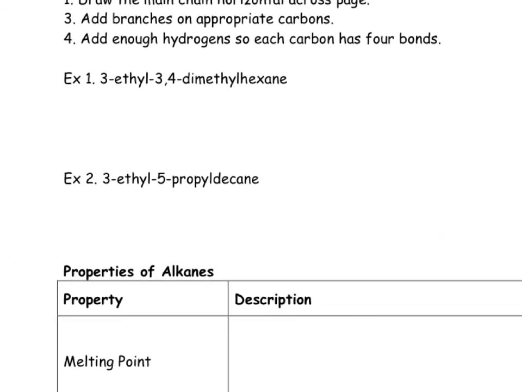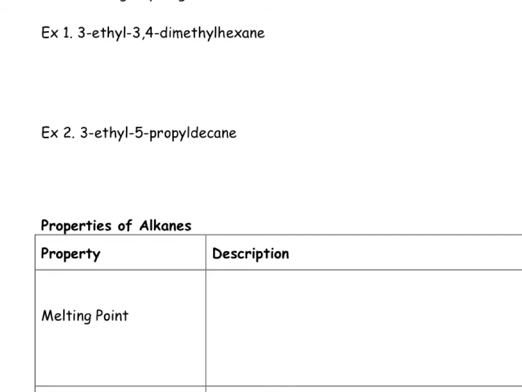So let's draw 3-ethyl 3,4-dimethyl hexane. So notice in my name the root is hex, so that means I need to draw 6 carbons straight across my page. Now, if I start by numbering them left to right, so this is carbon 1, 2, 3. I need an ethyl group on carbon number 3. Eth, remember, is 2 carbons long. Now, also on carbon number 3, I need a methyl group, which is 1 carbon long. And on carbon 4, I need a methyl group.